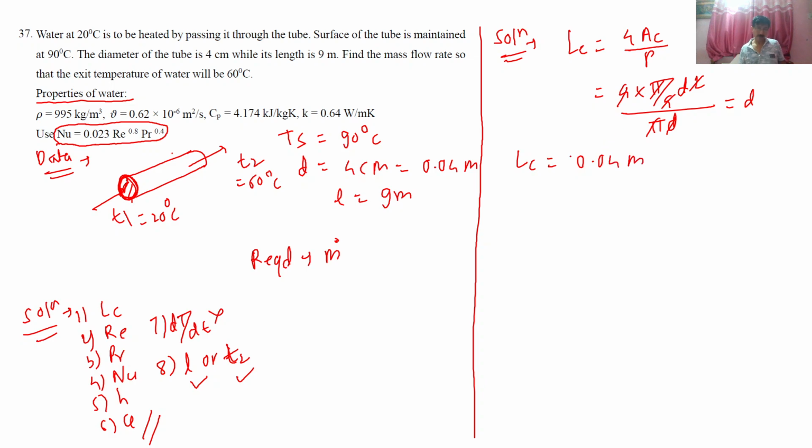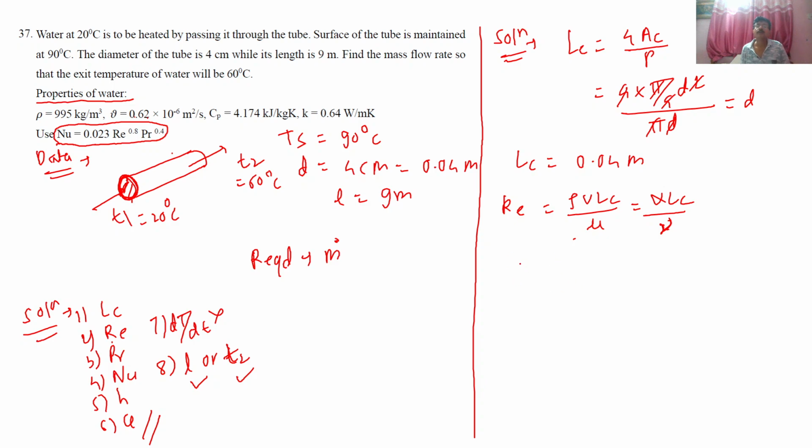Now next step is to get the Reynolds number. What is the Reynolds number? Rho V Lc by mu, or V Lc by nu. But in this problem, velocity is not mentioned. Nu is given as 0.62 into 10 raised to minus 6. So I will discard the first formula because nu is given, and use the second formula. But velocity is also unknown. So what to do?